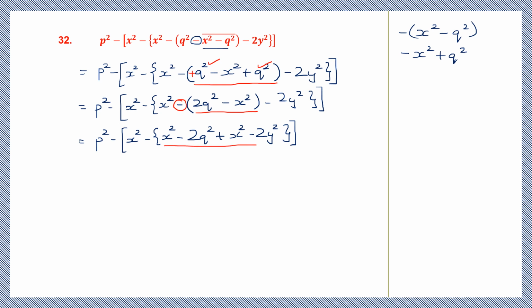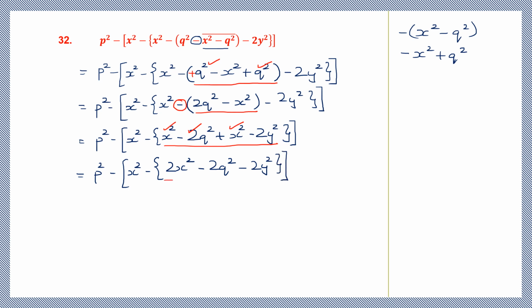Now we need to simplify what is inside the curly bracket before removing it. So let's do that. So p square minus, we have x square. Now let's put the curly brackets and see what is to be worked inside. So we have an x square plus x square. So that makes it 2x square. Then we have minus 2q square. That's the only one there. So we write down as it is minus 2q square. And as you can see, we have minus 2y square. So close the curly bracket and the square bracket.